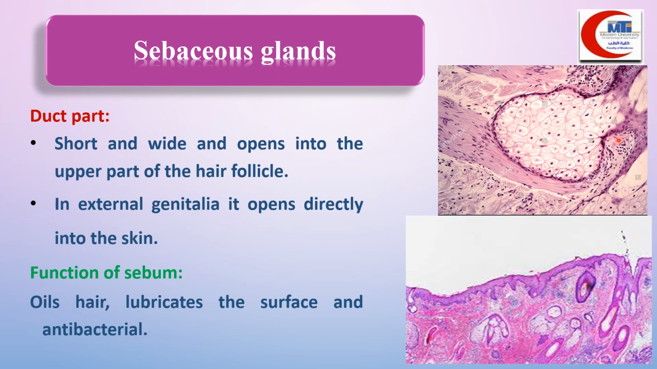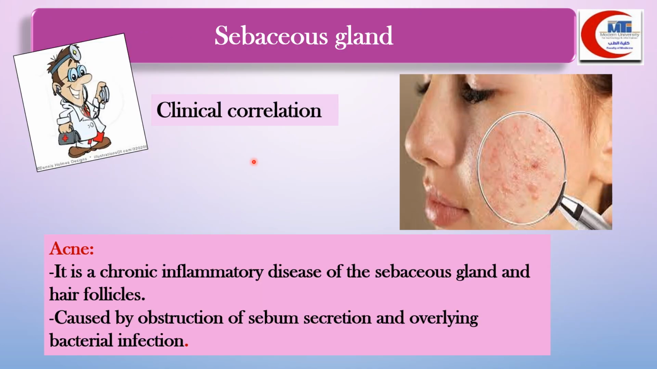What are the functions of the sebum? What is the importance of the sebum? Sebum oils the hair and also lubricates the surface of the skin, and also has antibacterial action. Sometimes there is an obstruction of sebum secretion, with overlying bacterial infection. This results in chronic inflammation of the sebaceous gland and hair follicles in a clinical condition called acne.